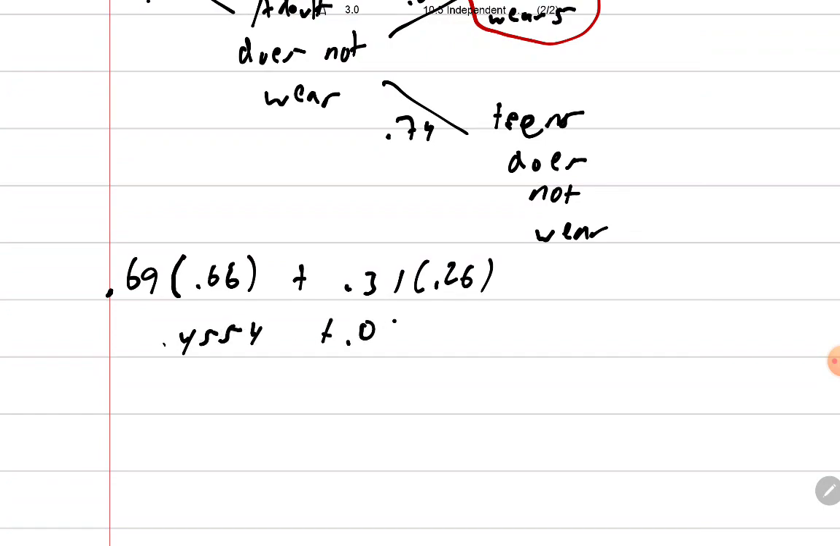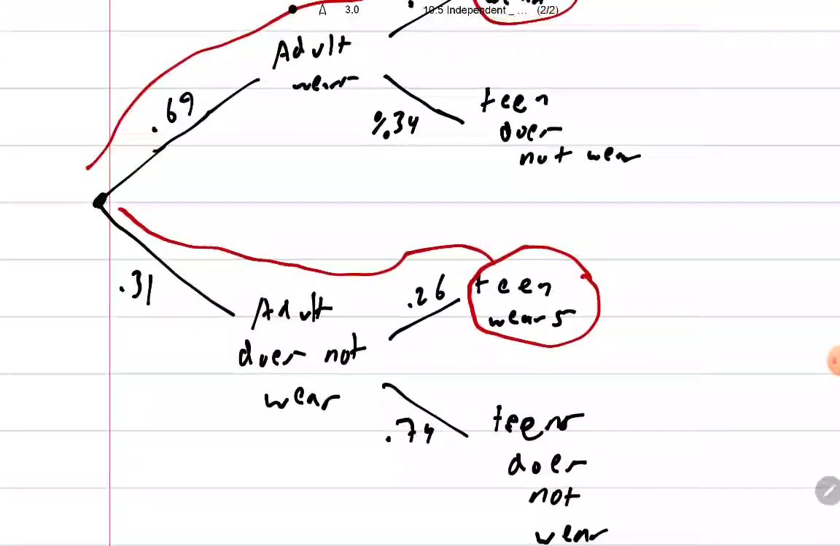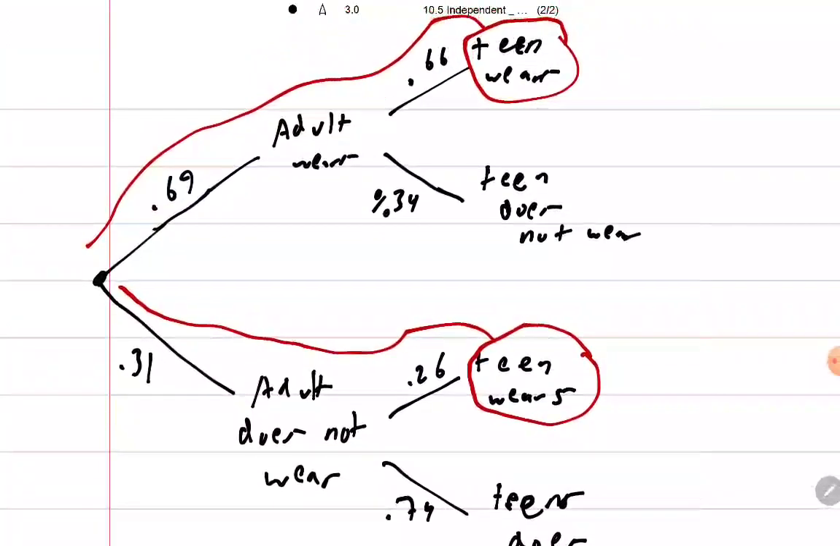0.4554 plus 0.0806 is equal to 0.536. So there's a 53.6% chance of a teen wearing their seatbelt, regardless of whether the adult wears or does not wear their seatbelt.